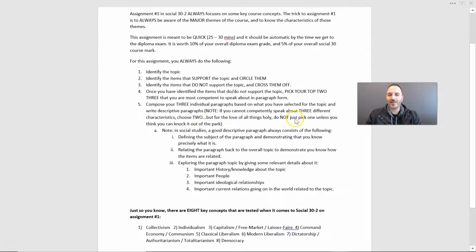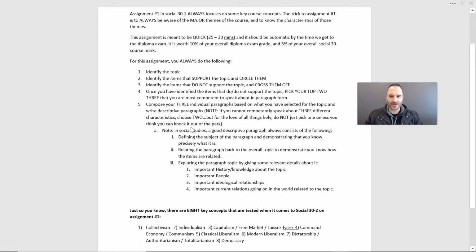Note, if you cannot competently speak about 3 different characteristics, choose 2, okay? Now, I used to say, for the love of all things holy, don't just pick 1 unless you think you can knock it out of the park. But at least if you pick 1, you're okay. I'll tell you guys what, the kiss of death on this assignment is where you've chosen 3 characteristics and 2 of them are wrong and 1 is right. In that case, you're confused. You're going to get an L on this particular assignment, okay? But if you choose 3 and 2 are right and 1 is wrong, then you have a bit of confusion, but chances are you're still going to get an S, right? You're still going to get an S, depending upon how well you do those other 2 paragraphs with the correct characteristics.